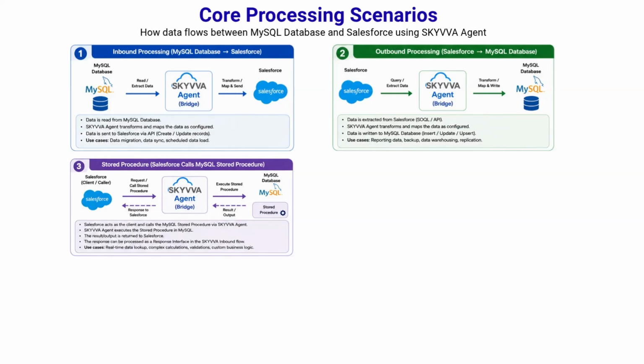The agent then sends the response back to Salesforce, where it can be processed through the response interface in the SKYVVA inbound processing flow. This approach is useful for real-time data lookups, complex calculations, validations, and executing database business logic without exposing the database directly to Salesforce.